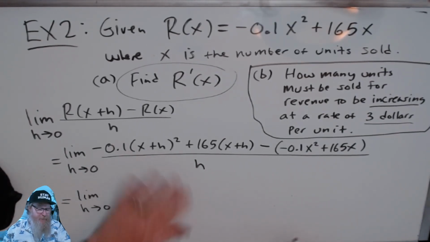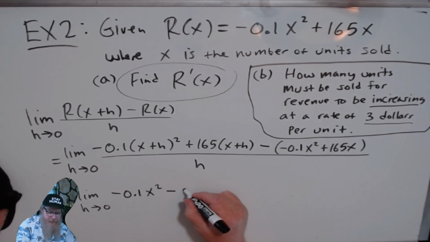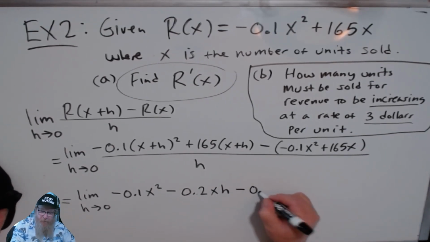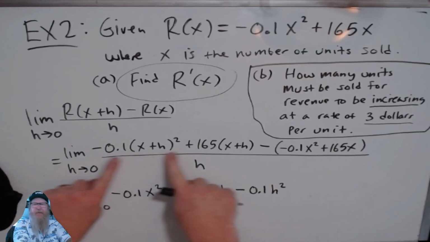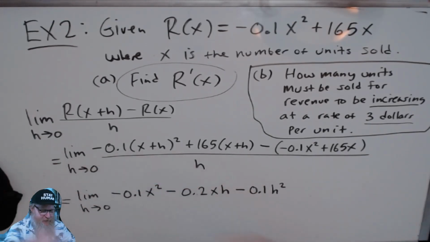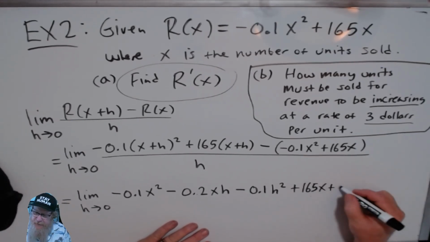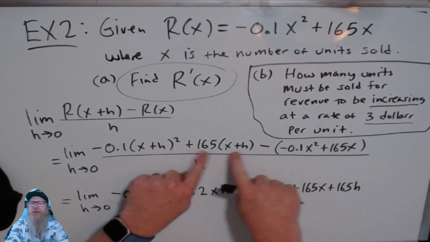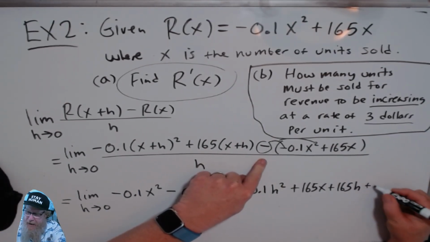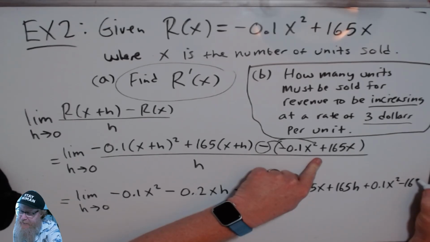All right, you're getting pretty good at this by now. That's going to be negative 0.1 X squared minus 0.2 XH minus 0.1 H squared. Now don't forget about that middle term, which is a 2, and then it's 2 times 0.1. Then you have 165X, 165H, and then this negative changes those signs, so you're going to get positive 0.1 X squared and negative 165X.